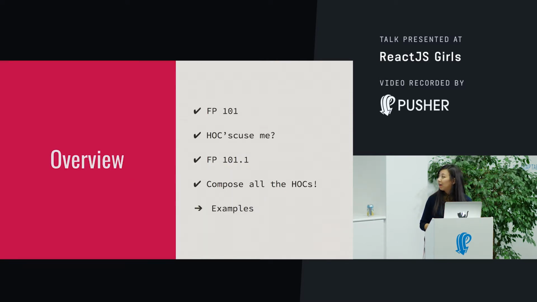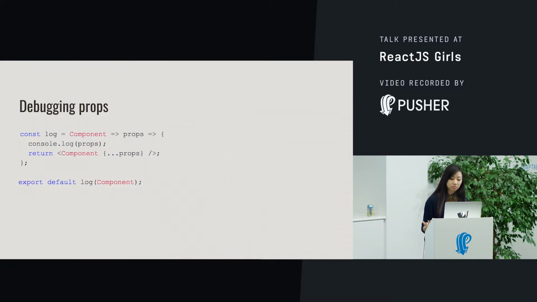Okay, so I'm going to go through some examples of how we use higher order components at Wonderbly. This is a pretty simple one, so you can log what a component has as props. This is really good for debugging, especially if you've got some weird behavior somewhere. So it takes in a component, and then it does the logging of the props, and then it returns the same component.